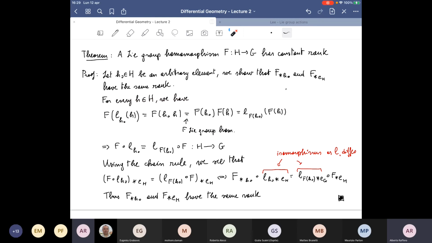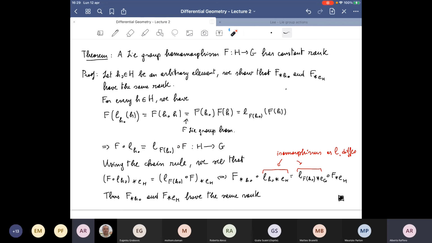So you know that if you apply F to the product of two elements of H, this is the product of the images because F is a Lie group homomorphism, and then you can interpret products on the left using the left product maps. So since H0 is an arbitrary point, you will end up observing that you have this identity of functions. If you compose F with the left multiplication by H naught, then it is the same as composing F with the left multiplication by F of H naught.